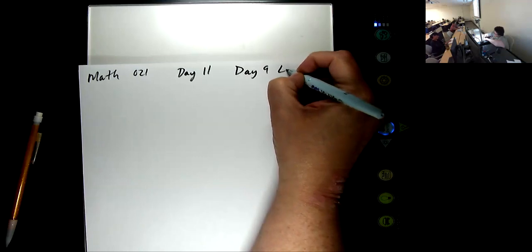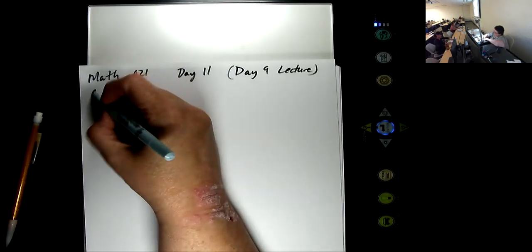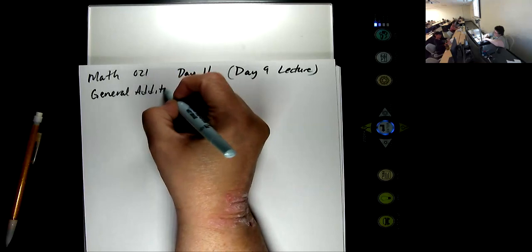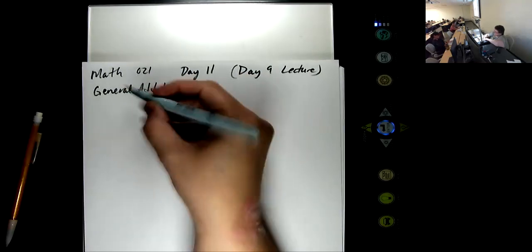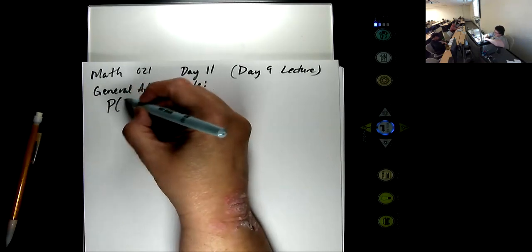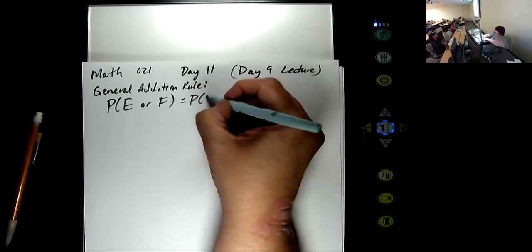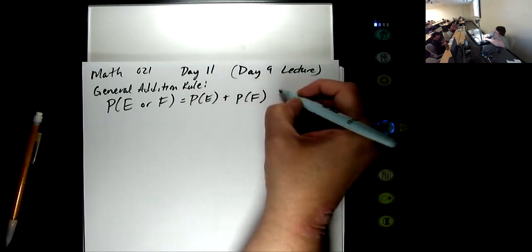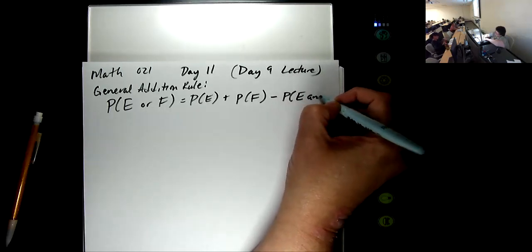Day 9 lecture. Last week, we went over the general addition rule for probability, just as a reminder, throwing it up for you. We had the probability of E or F equal the probability of E plus the probability of F minus the probability of E and F.